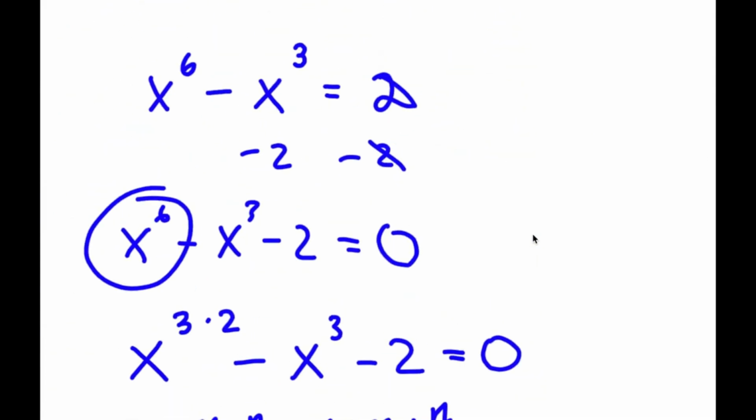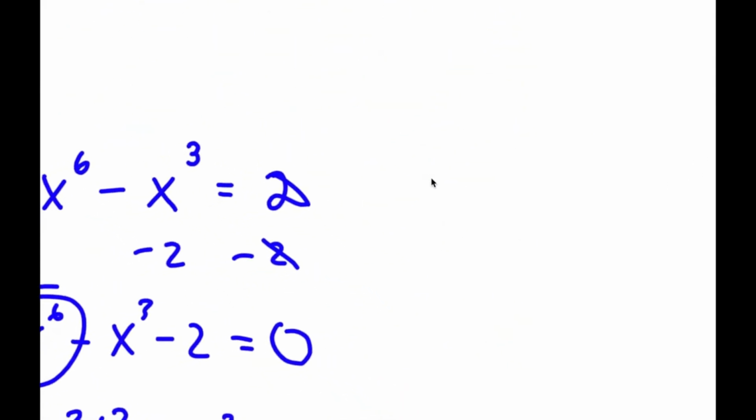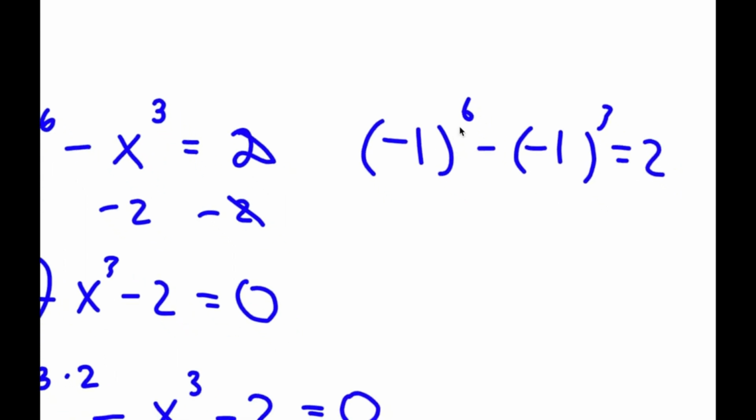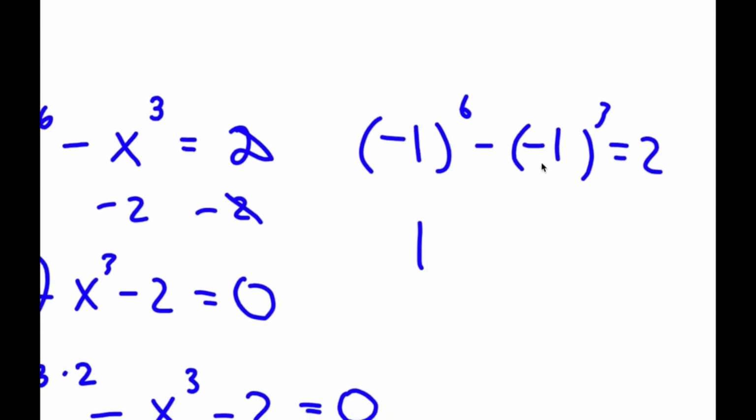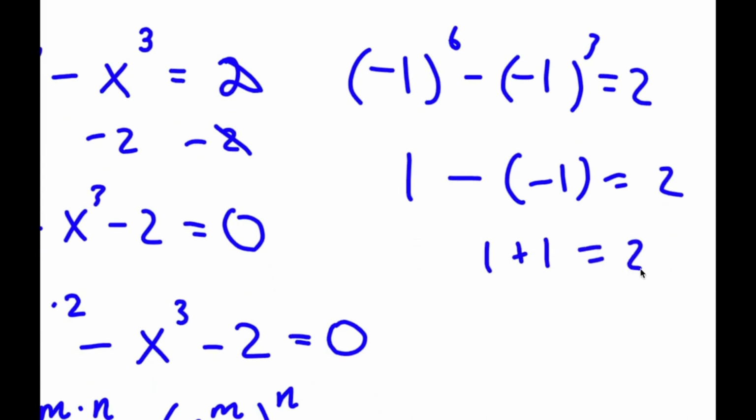Now to check, I'm going to plug these both in. So let's plug in negative 1. So I have negative 1 to the power of 6 minus negative 1 to the power of 3 is equal to 2. Negative 1 to the power of 6 is 1. So I have 1 minus negative 1, which is equal to 1 plus 1, which is 2.